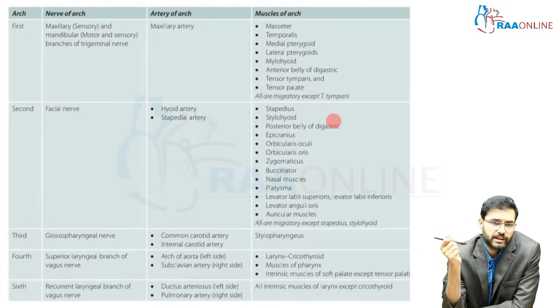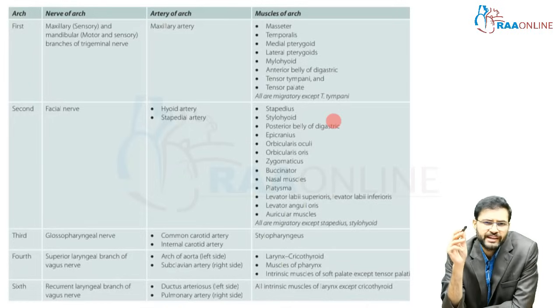Okay. Similarly, the third arch. The nerve of the third arch is called the glossopharyngeal nerve. And the artery of this third arch is the common carotid artery and the internal carotid artery. So what is the artery of each arch? How do you get the artery of each arch? The artery of each arch itself is a separate topic altogether.